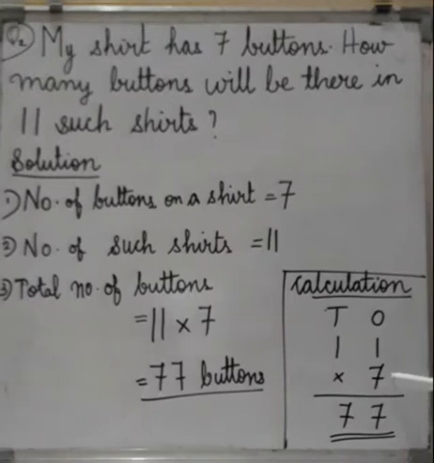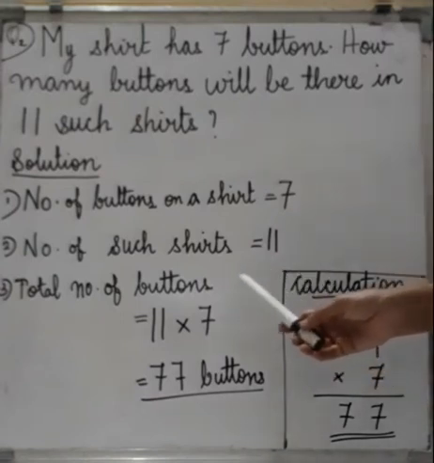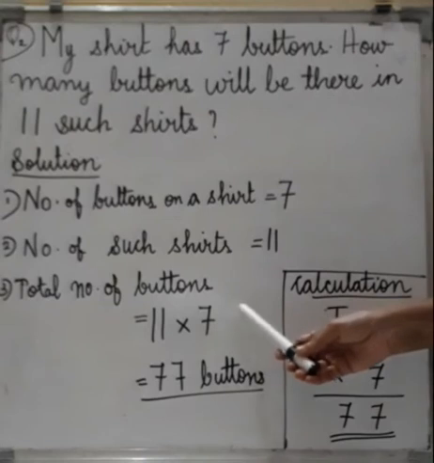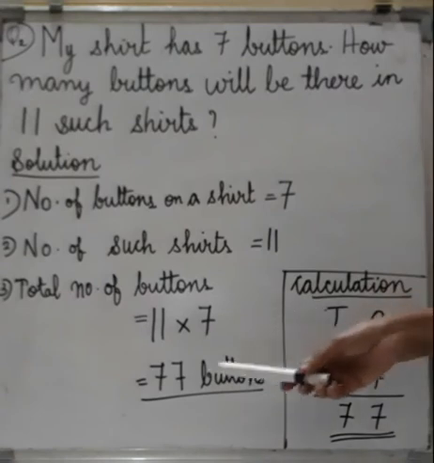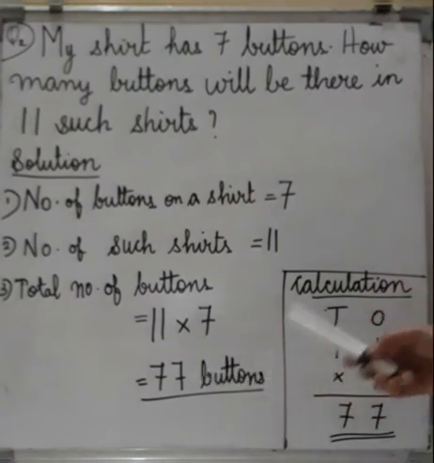Next step is to multiply this 7 with this 1 which is in tens place. 7 ones are again 7. Write that 7 in tens place. Now the answer is 77. 11 into 7 is equal to 77. Thus we got the answer. The total number of buttons on 11 shirts is equal to 77. So in my shirt there are 77 buttons.